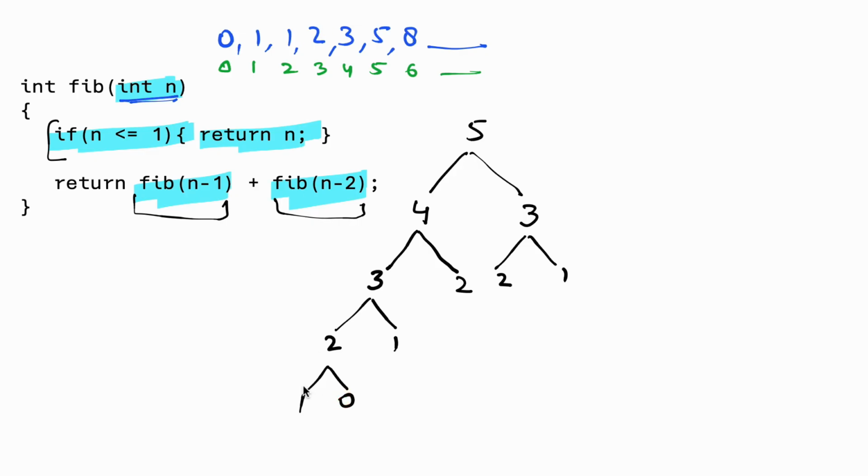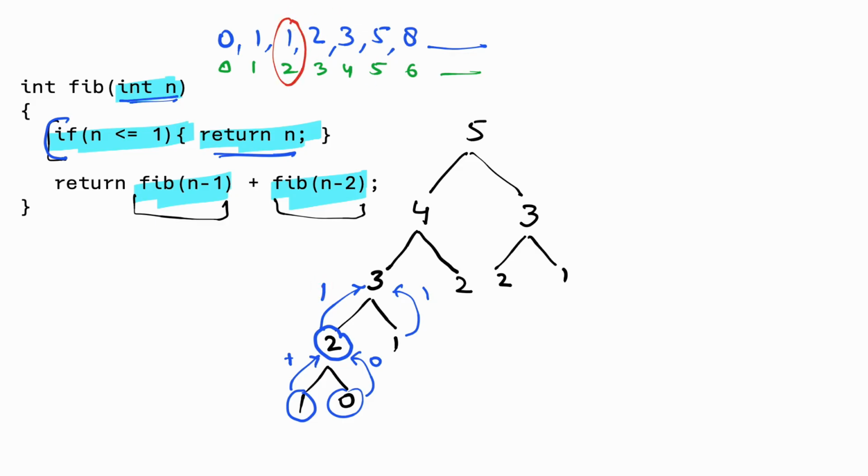When the value of n is either 1 or 0, then it will hit this terminating condition and return the value of n itself. It means that from here, the function will return 1. From here, the function will return 0. From here also, the function will return 1. Now this function where n is 2, it will add the two values that it has received from the functions that it has called, and it will do 0 plus 1, 1, and it will return 1. 1 represents the second term of Fibonacci, which is also correct because the second term of Fibonacci is 1.